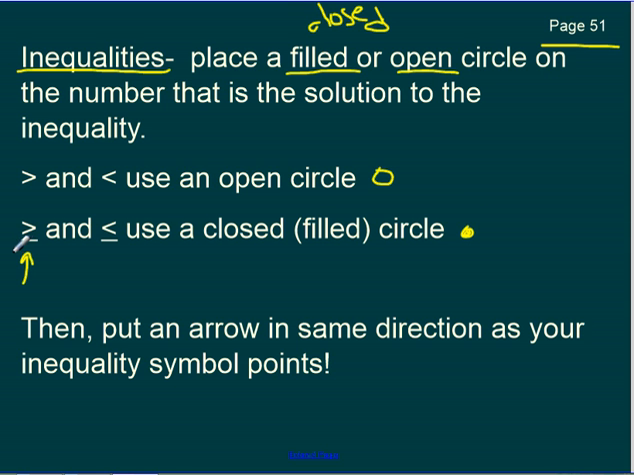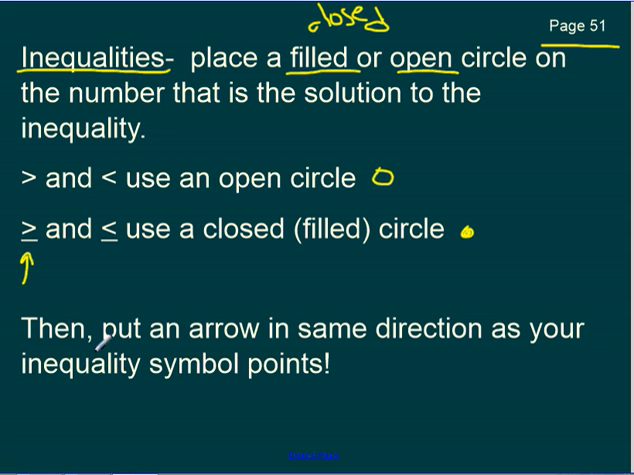I like to remember that as, you know how my greater than symbol has this little extra line on it? Well, the circle has a little extra filled in. So the extra line goes with the extra filled in. That's how I memorize it.